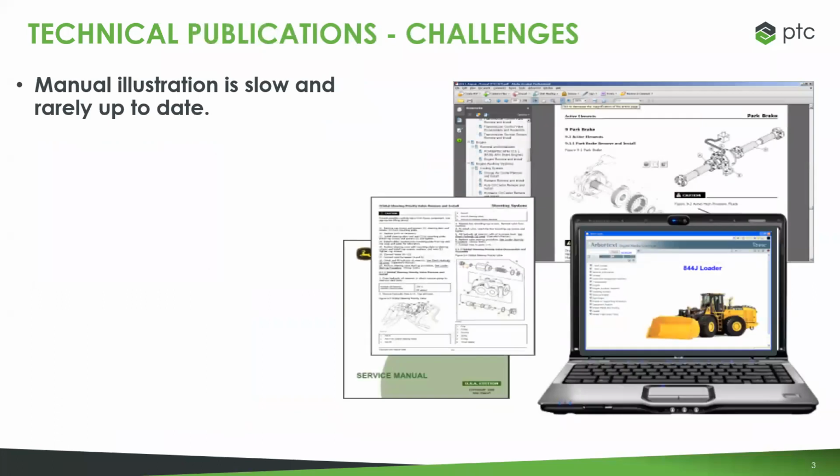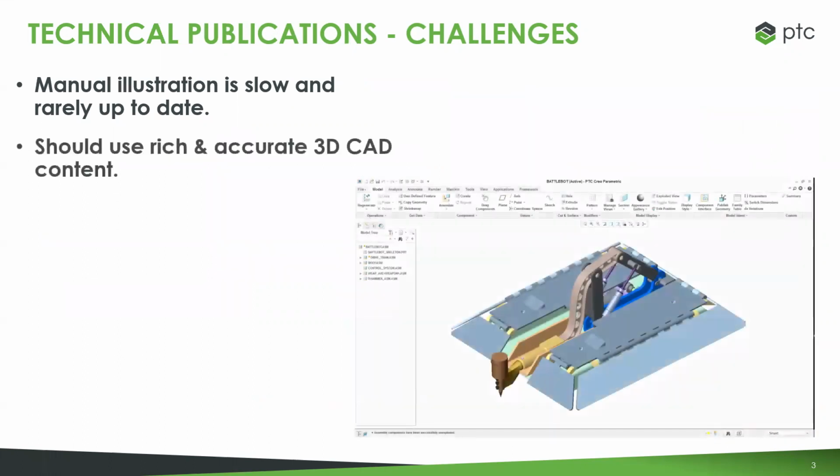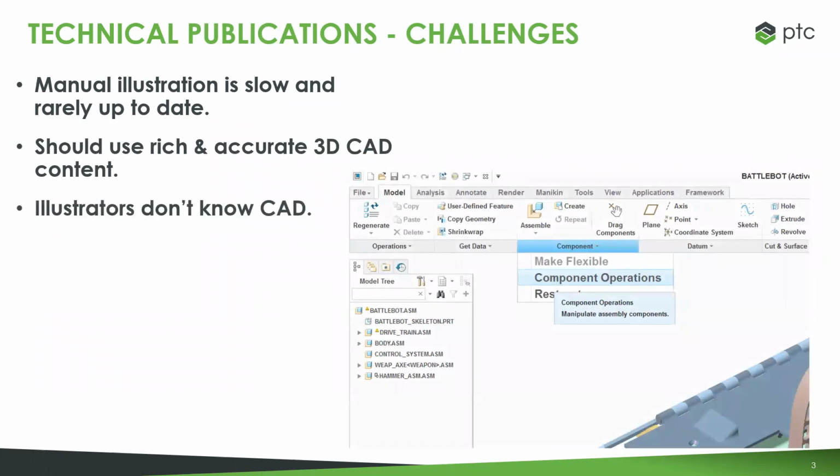So one of the big problems is that typically it's a pretty slow and tedious process to manually create those illustrations. And with that process being very slow, it's rare that you're ever working with the most up-to-date information in those manuals, right? Sometimes you have companies that have a lot of these rich, accurate CAD models, which is a lot of great information that we're able to use. But the problem is your illustrators that are creating the documentation are oftentimes not the ones that work with the CAD. They don't know it, or even if they do work with the CAD, it probably doesn't give you the tools that really an illustrator needs to do that work, right?